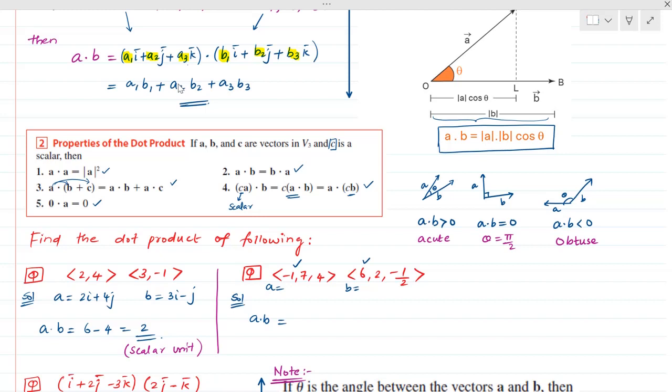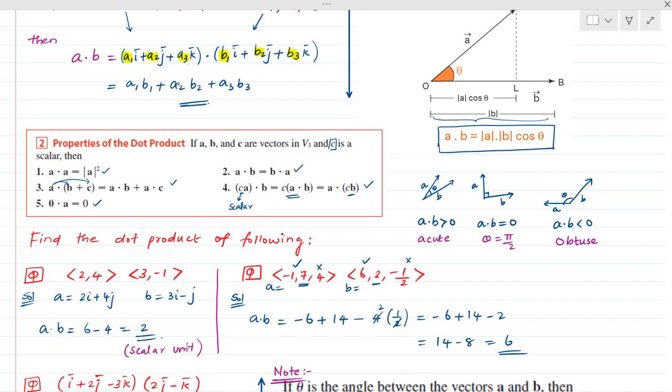Minus 1 into 6, which is equal to minus 6. Then 7 into 2 is plus 14. The next one, 4 into minus half, which is equal to minus 4 into 1 over 2. I multiply. Now simplify this one. This cancels, you will get 2. So minus 6 plus 14 minus 2. Here you will get 14 minus 8, which is equal to 6.